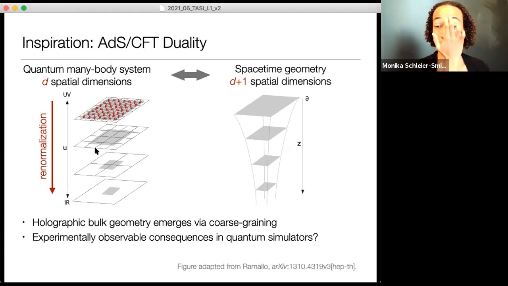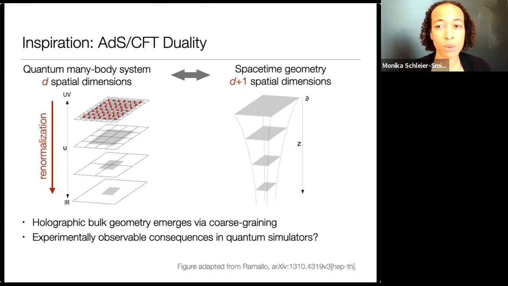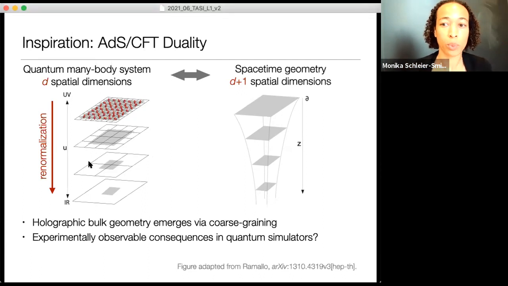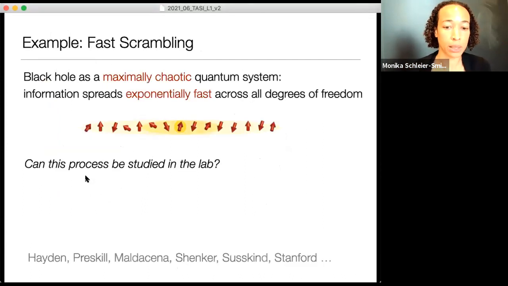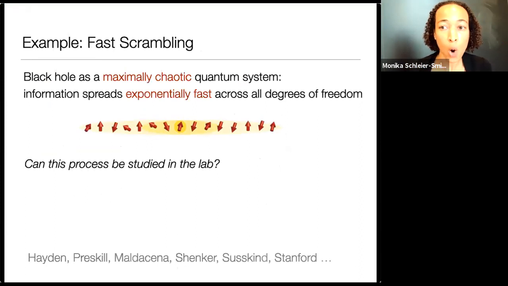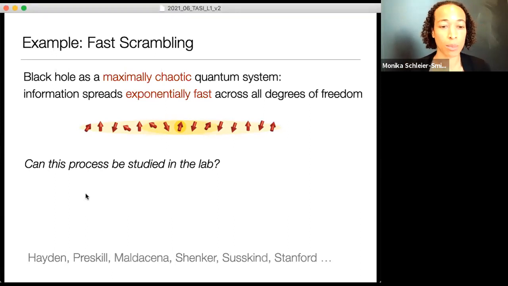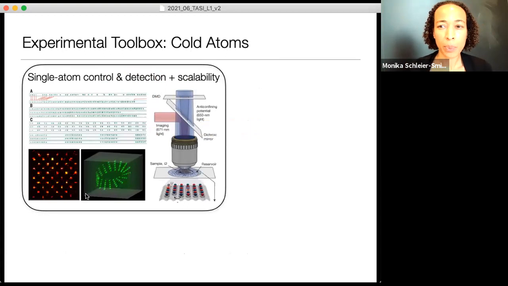So what are the experimentally observable consequences? When I first heard about this, the first thing I learned was that one prediction coming from this is that if you could build something that looks like a black hole, it would have this property that quantum information exponentially quickly becomes delocalized across all degrees of freedom. So, my first question was, is this something that you could actually study in the lab? How would you do that? And it seemed hard at first glance to me as a cold atom experimentalist. But why does it seem hard?